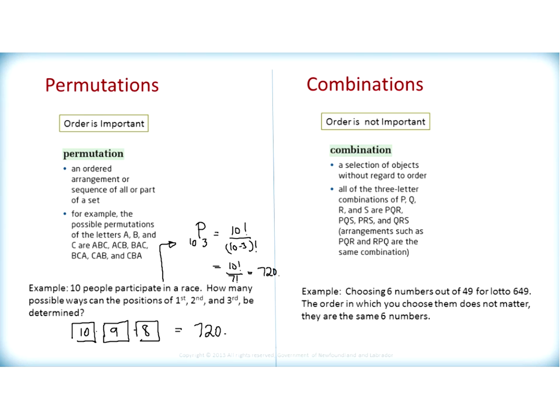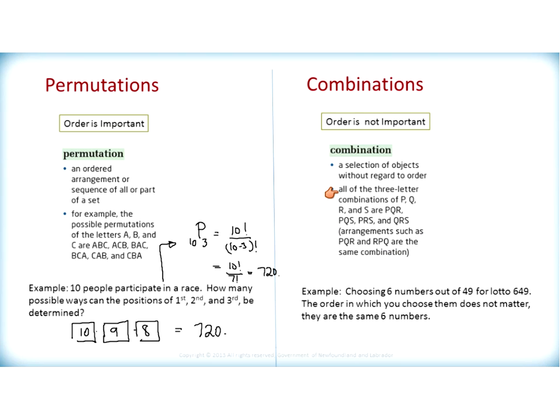A combination, on the other hand, which is what's new to this lesson, is a set of objects where order is not important. It's a selection of objects without regard to order. All the 3-letter combinations of P, Q, R, and S are PQR, PQS, PRS, and QRS. Arrangements such as PQR and RPQ, in other words if I were to rearrange these 3 letters, are really the same combination.